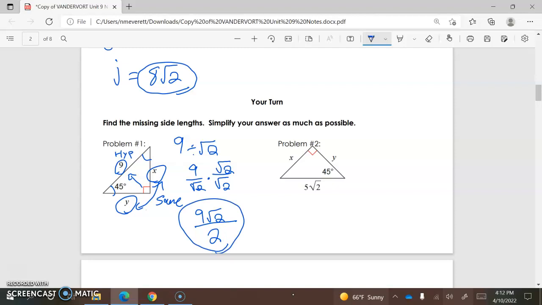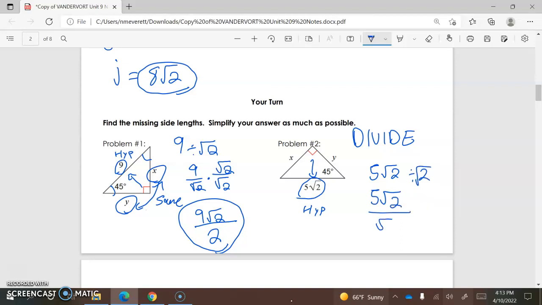Problem number 2, it's the same idea. We have 5 square root of 2 right here. They give us that, so that's our hypotenuse. It's across from the 90 degree angle. So remember, if they give me the hypotenuse, divide. So you're going to do 5 square root of 2 divided by the square root of 2. These are going to cancel out. So y is going to equal 5. That's what you're left with. And x is going to be equal to 5.